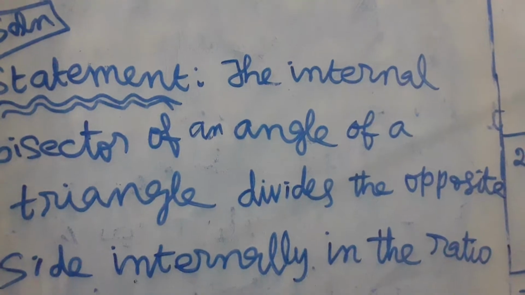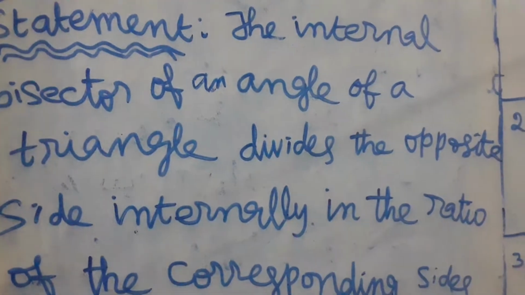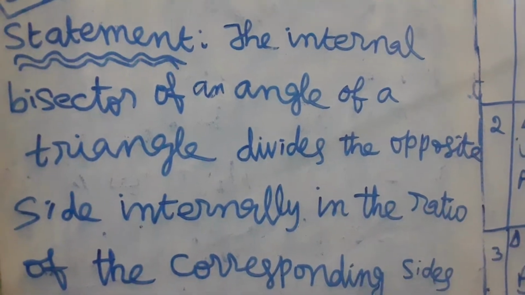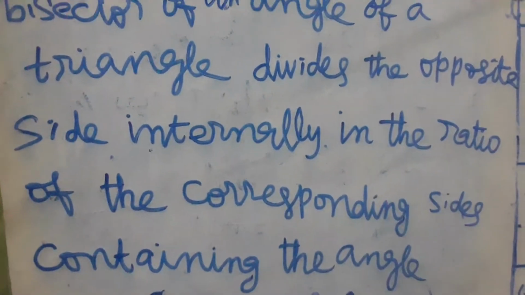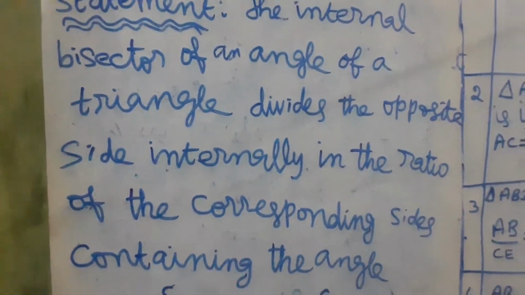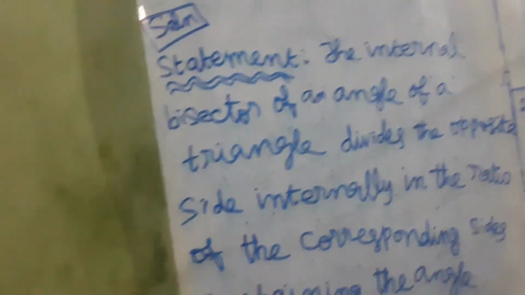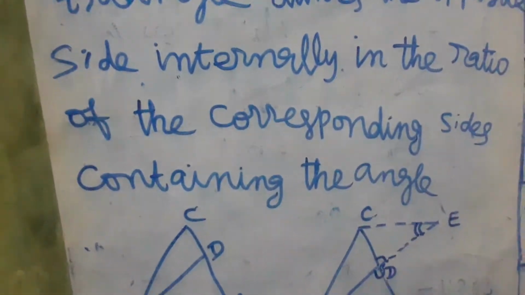The internal bisector of an angle of a triangle divides the opposite side internally in the ratio of the corresponding sides containing the angle. This is the theorem statement. Proof.